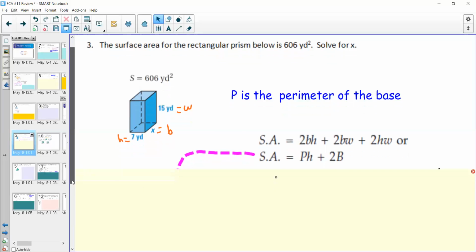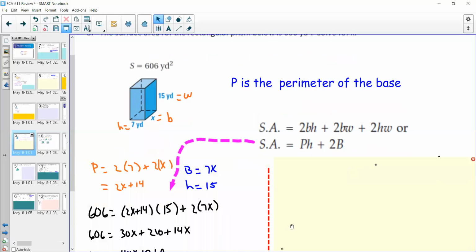Let's see what formula I used. I've got it showing both ways. So first of all, to use this formula, I'm going to find capital P. Remember, again, capital P is the perimeter of the base, which I'm going to call the base. So perimeter, this is a rectangle, so opposite sides are congruent. So I got 7 and 7, x and x.